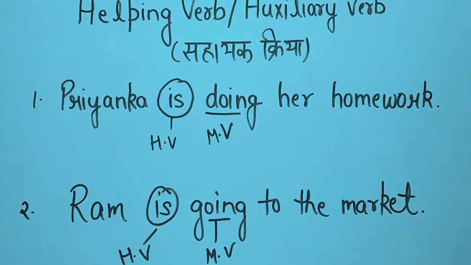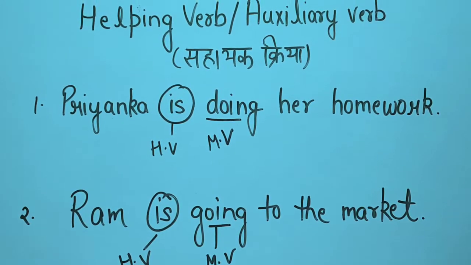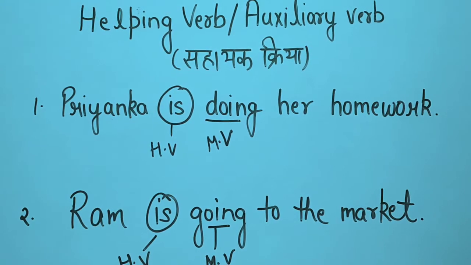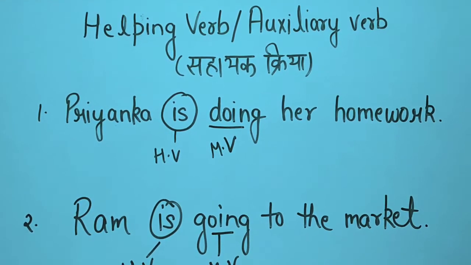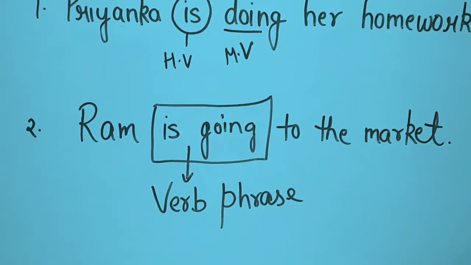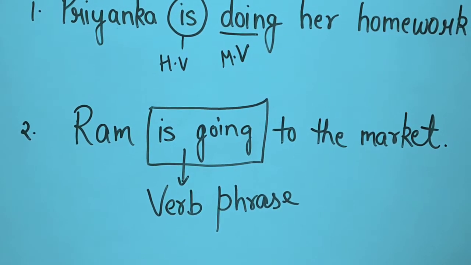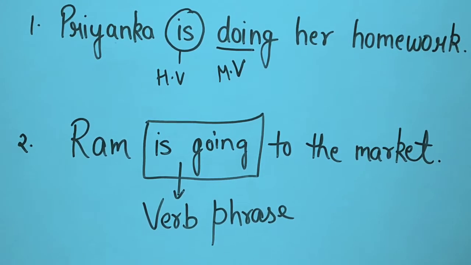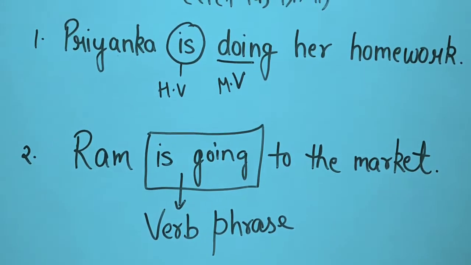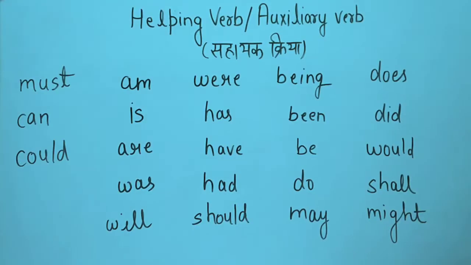One more important thing about the helping verb: they always come before the main verb. ये हमेशा main verb के आगे आते हैं किसी भी sentence में. And together what do we call them? Helping verb plus main verb, that total we call verb phrase. इन दोनों को साथ में क्या बोला जाता है? Verb phrase.